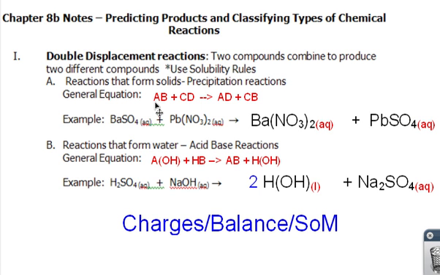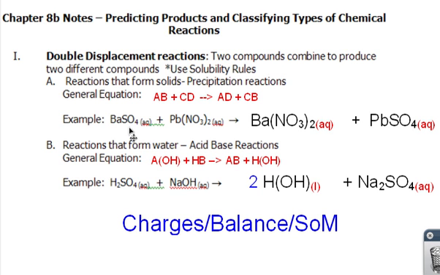So what I'm going to do is take this metal, A, and put it with the non-metal from the other compound, which would be D. So that's your first product over here. And then the other product would be from the metal and the other non-metal combining together to make the second product. So here's our sample equation, our example.